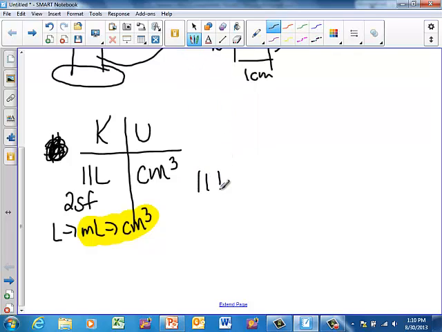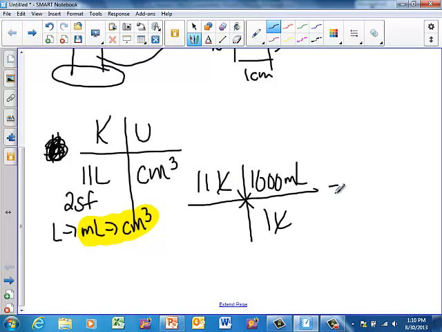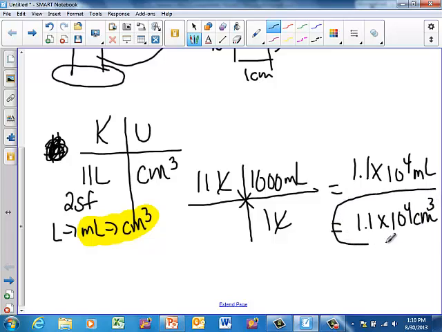So what does that look like? Well, if I start with 11 liters, milli, remember, is going to be 1,000. So I'm going to have 1,000 milliliters on top, 1 liter on the bottom. If I take 11 times 1,000, okay, you guys are with me here, I need to have two sig figs. I'm going to get 11,000, so I'm going to use scientific notation: 1.1 times 10 to the 4th milliliters. Now, since we know milliliters and centimeters cubed are equal to each other, that's also equal to 1.1 times 10 to the 4th centimeters cubed.